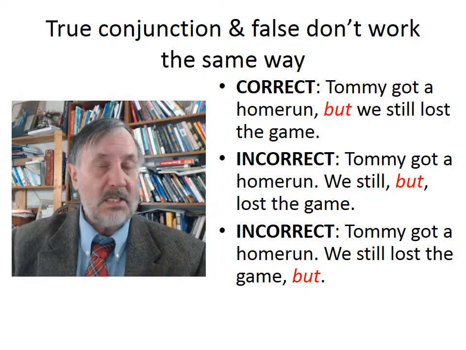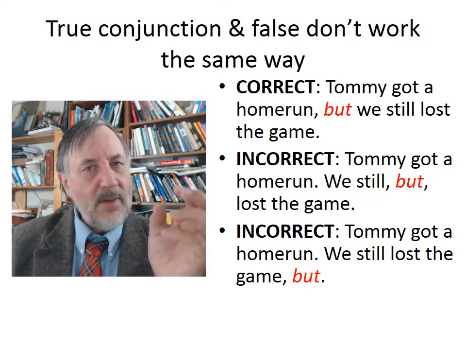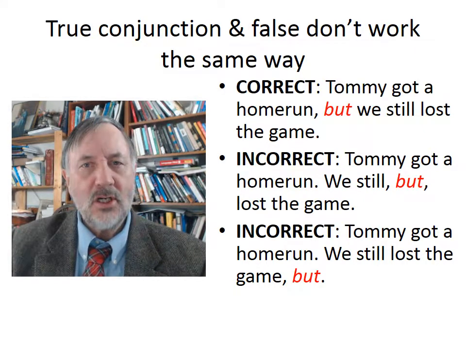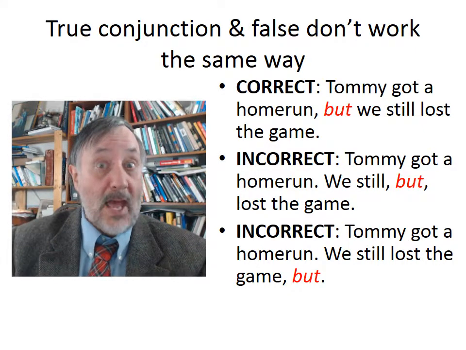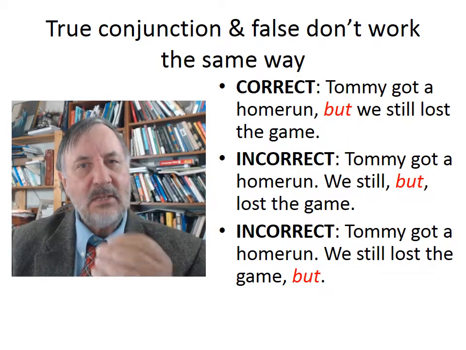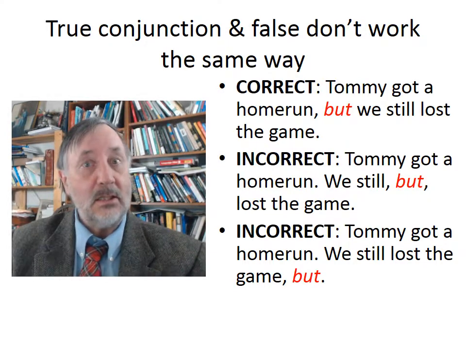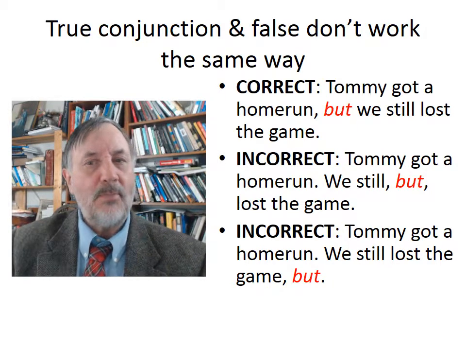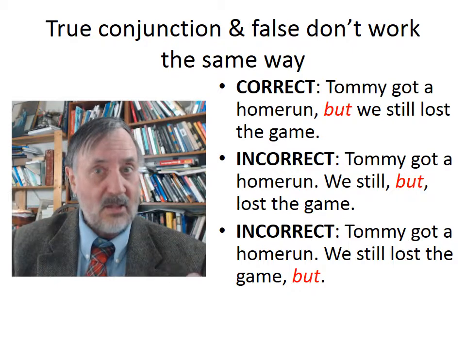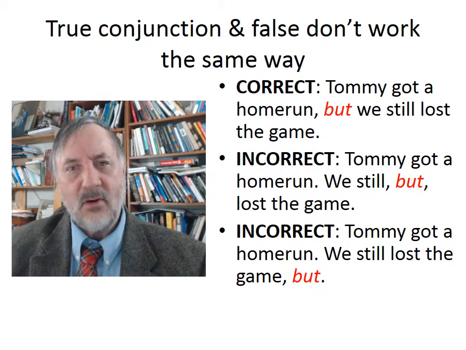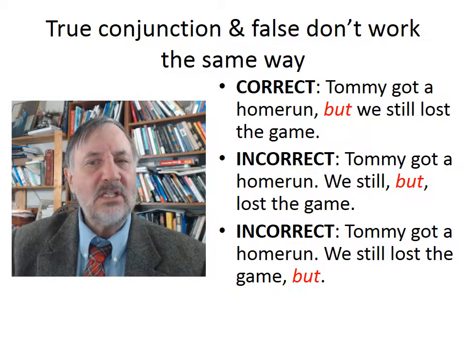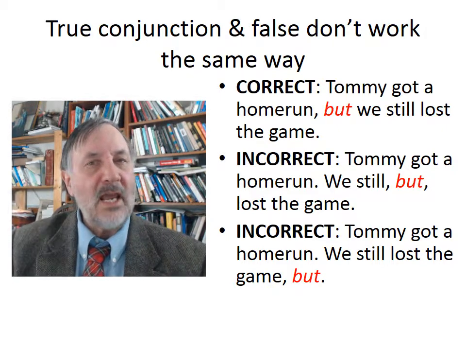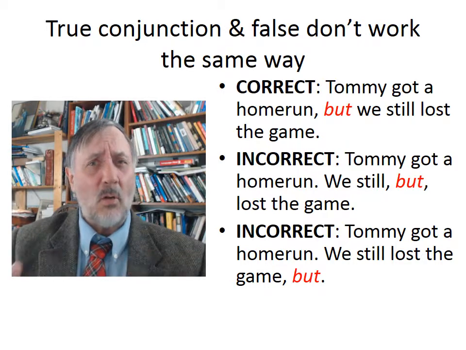So remembering from this slide before how we can move however up and down the sentence, the true conjunction cannot do that. The true conjunction has to begin the clause. So we could write, "Tommy got a home run, but we lost the game." So that sounds all right. But it would be incorrect for us to write, "Tommy got a home run, we still but lost the game." Or "Tommy got a home run, we still lost the game, but." See, that does not work at all.